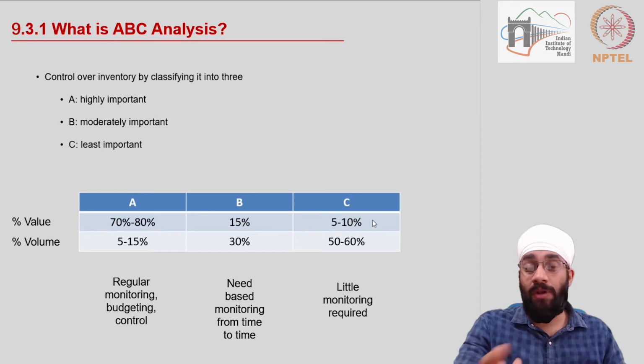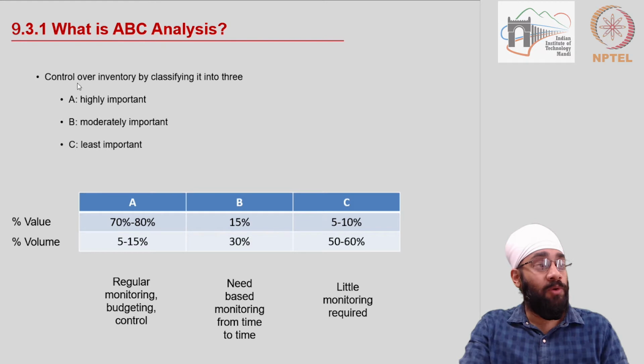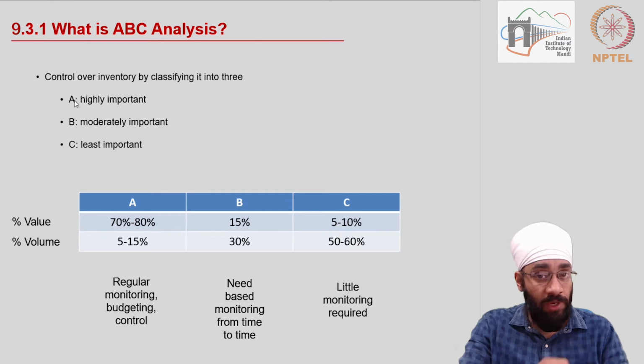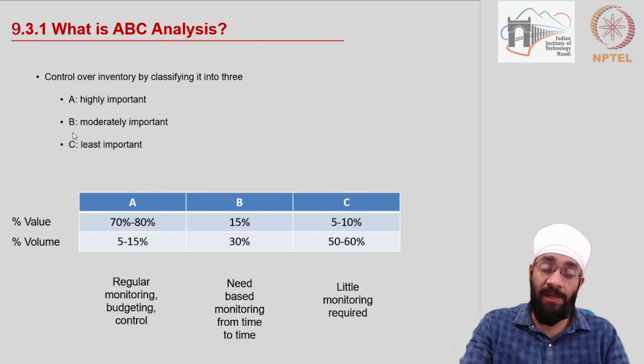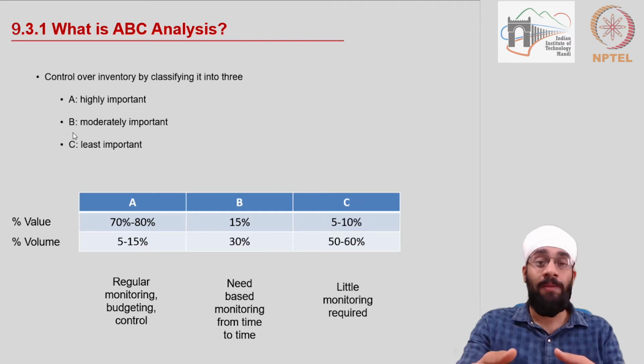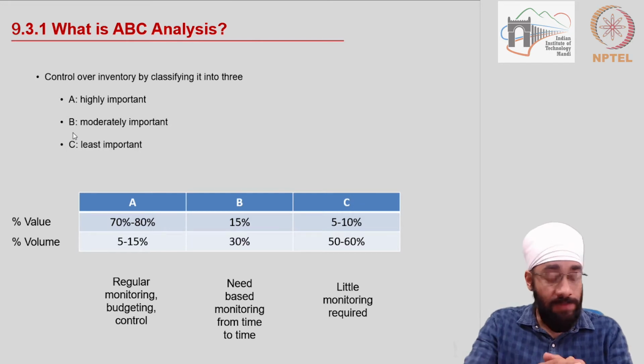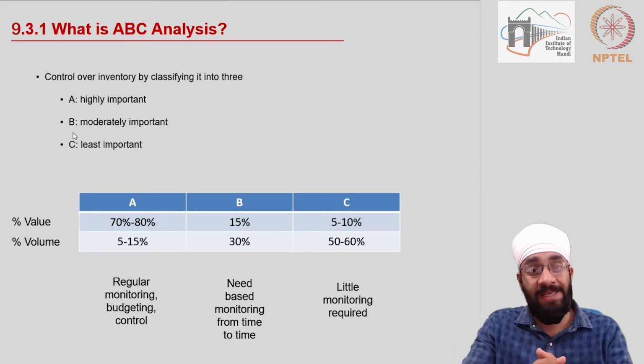So it's important to classify the stock items into different categories so that we can exercise varied levels of control on different types of stock items, and that is where the ABC technique comes in. In this technique we classify the stock items into three categories: category A, category B, and category C, in the order of importance. Stock items in category A are highly important because large sums of money are blocked in these types of stock items, B is moderately important, and C is least important.